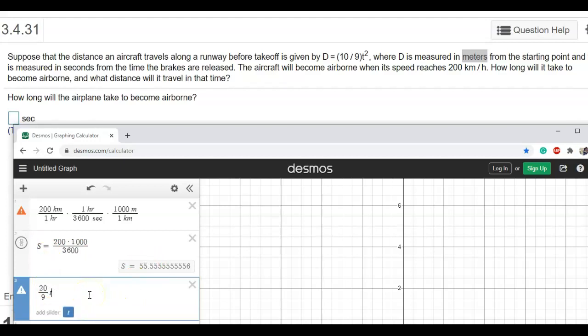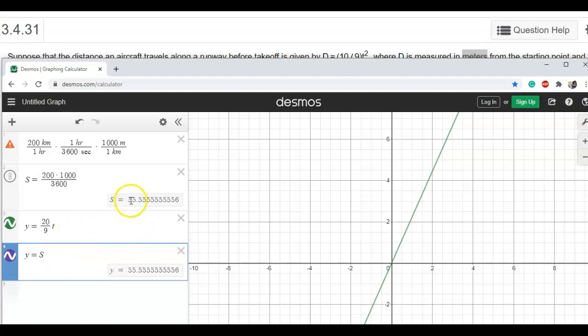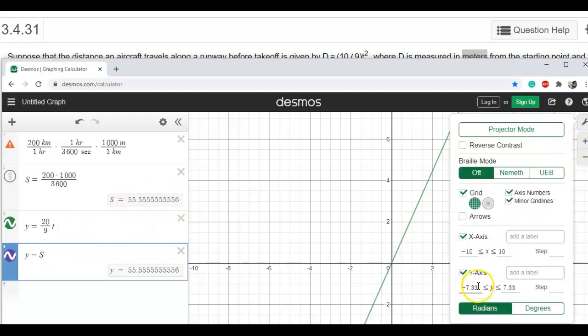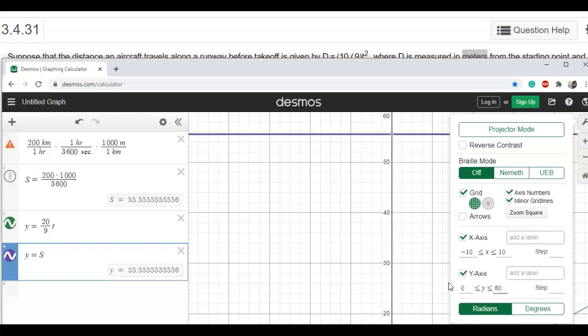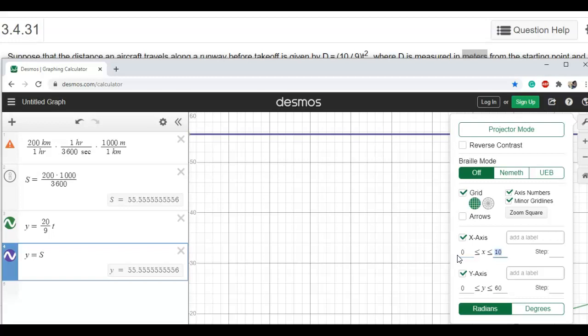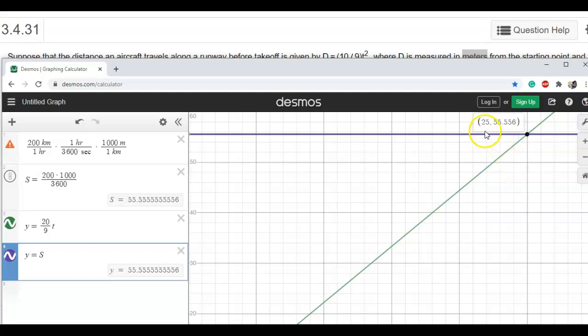There are a couple of things you can do. With Desmos, all I'd have to do is write this equation, y equals 20/9 t, and then write y equals what I got for S. You could also write the 55.5 repeating, but y equals S. And since that is 55.5, I'm going to need to adjust my window to be able to see it. So 0 to, let's do 60 so we can see the intersection. And our time starting from 0, it's taking more than 10 seconds. Let's look at 30 seconds, and that intersection is now in the window. So at 25 seconds, I get up to that speed.